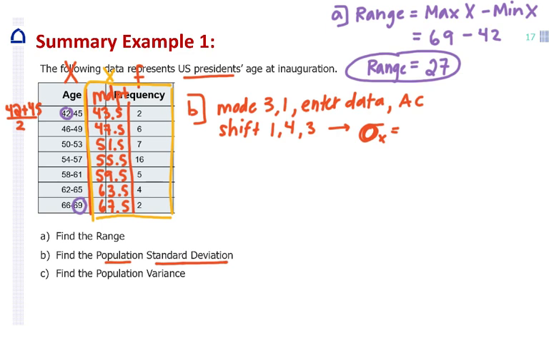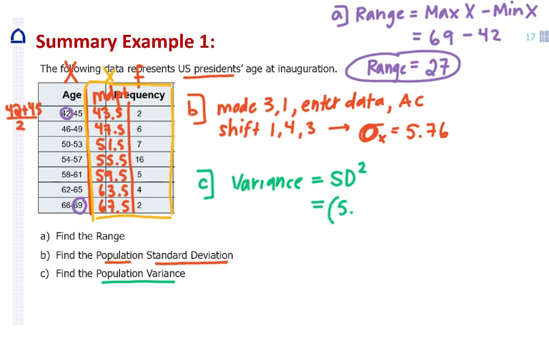In this case is 5.76. Okay, and lastly, it asks for the population variance, and as you hopefully remember, the variance is another measure of dispersion that is just equal to the standard deviation squared. So in this case, you would take the 5.76 and square it.